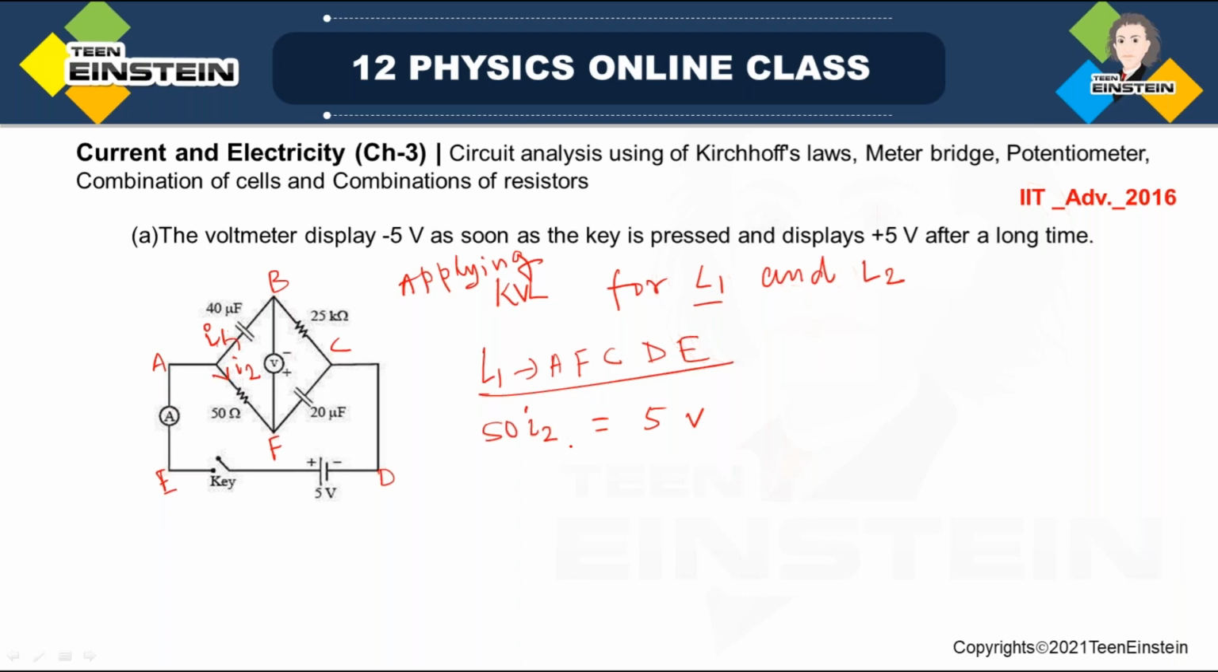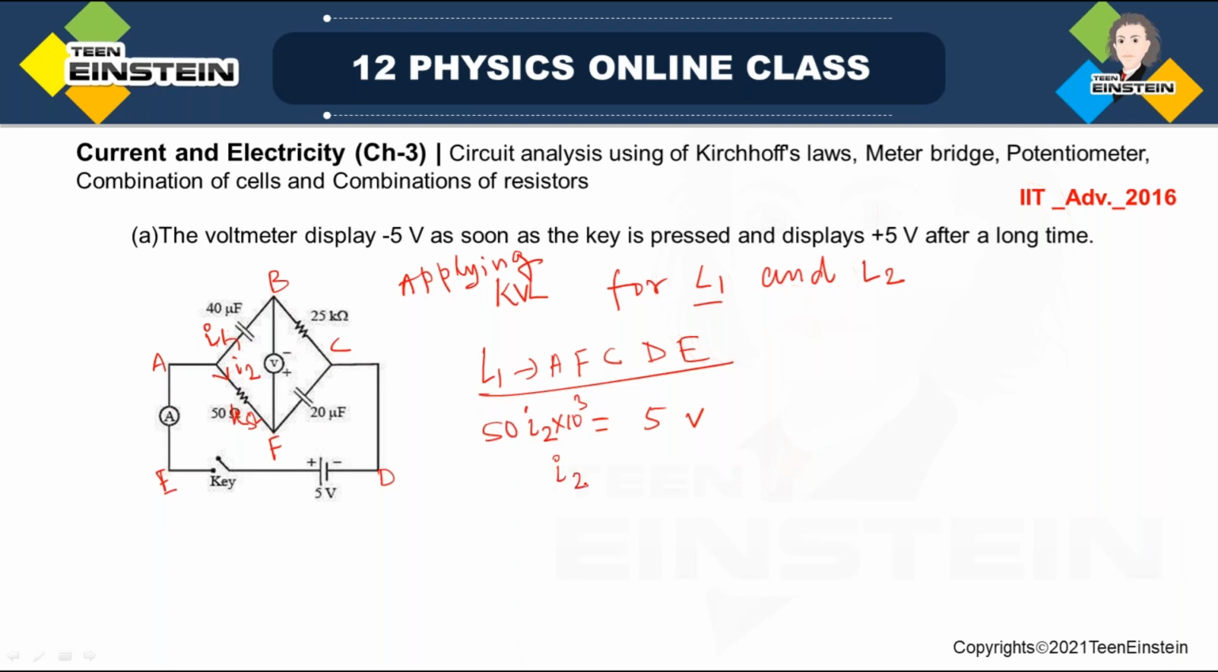So what is 50? 50 actually is 50 kilo ohm. Here this is kilo ohm. There is some mistake in this figure. So kilo ohm, and when it is kilo ohm, I have to write 10 to the power 3 over here.